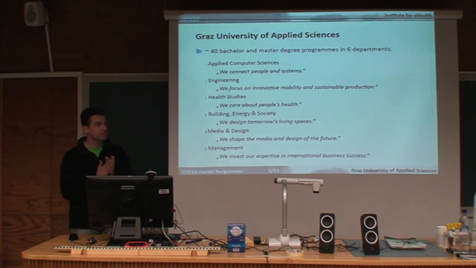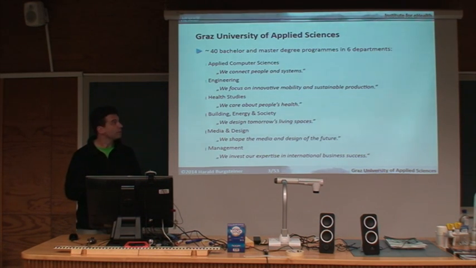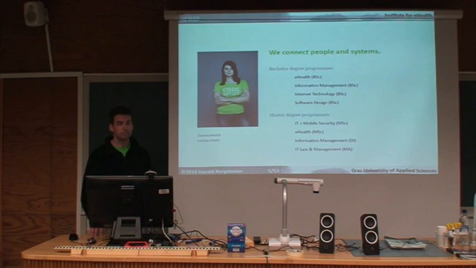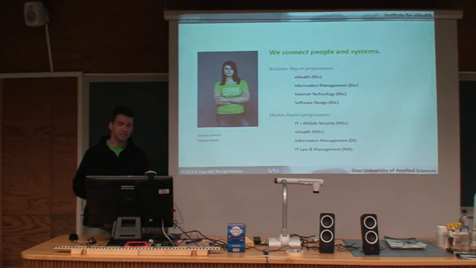As is common, as I was told, I'd also like to introduce my university and what we do. The Graz University of Applied Sciences has about 4,000 to 5,000 students altogether, and we offer 40 bachelor and master degree programs in 6 departments. The one I will focus on is the department where my institute is located, the Department for Applied Computer Sciences, which consists of 3 institutes with about 500 students altogether and about 50 employees. We offer bachelor and master degrees especially in e-health, but also in more common computer science areas like information management, internet technology, software design, and things like that.